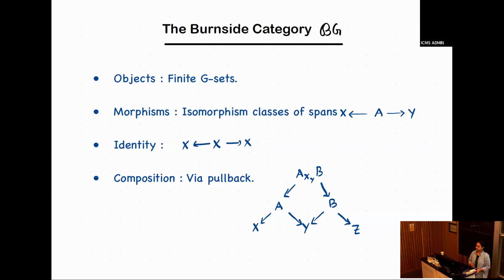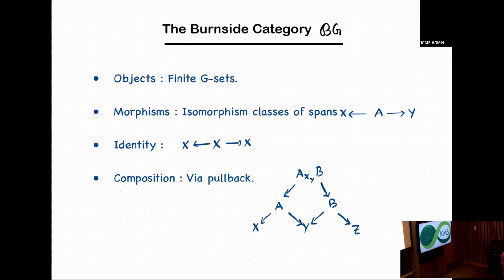So let's first discuss a bit about what the Burnside category is, the one categorical version of what we will do. The objects are finite G-sets, and morphisms are isomorphism classes of spans, which look like this, X, A, Y. Given two finite G-sets X and Y, a morphism between them will be denoted by a triple A, f, and g, where A is the finite G-set in between, and f and g are the two arrows.